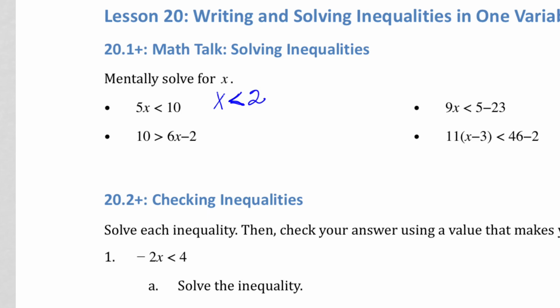What about the next one? What values of x would make 10 greater than the right side? So if we were to add 2 to both sides, we would get 12 is greater than 6x. It's a little easier to see now, right? What does x need to be? X needs to be 1 and below.